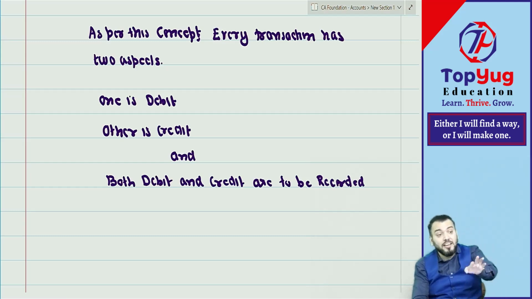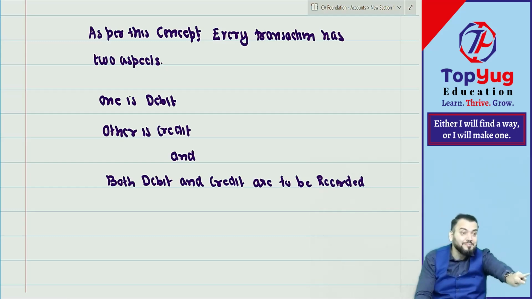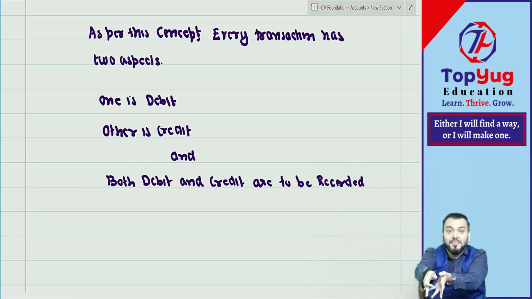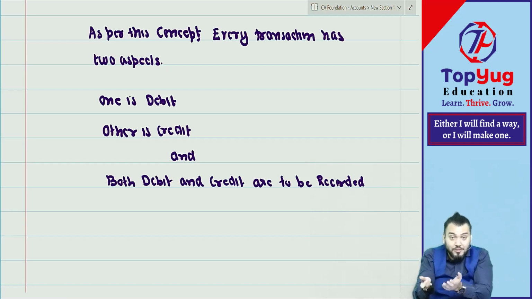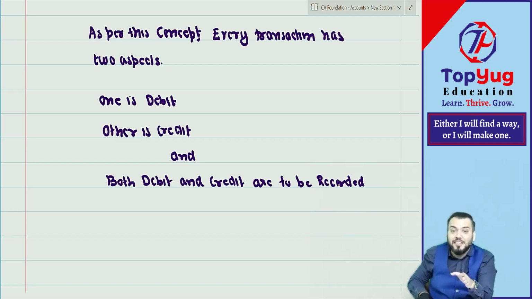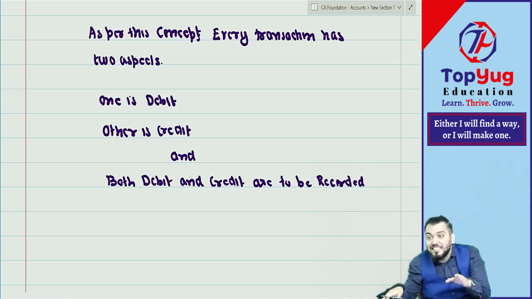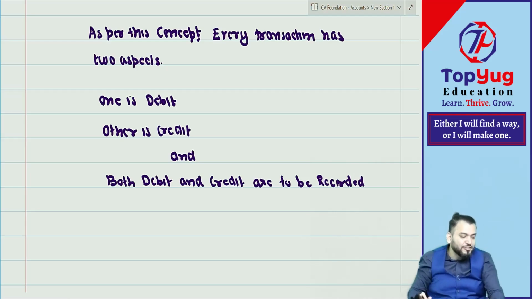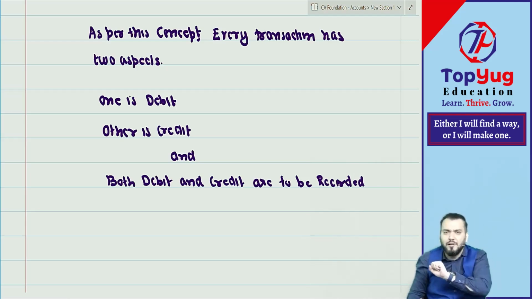So it means in a transaction, find out which one is debit, which one is credit, and then record both. Now we need to understand which one will be debited and which one will be credited. For that, we need to become expert. But I hope you have understood debit and credit, what I want to say.